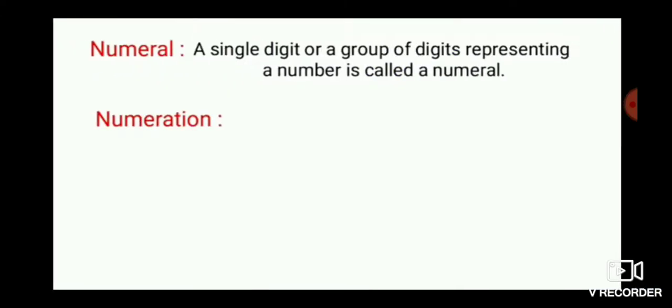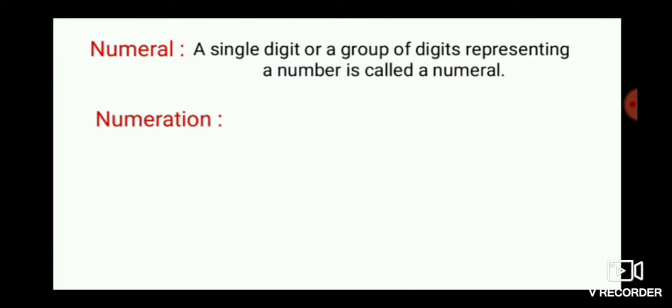What are numerals? A single digit or a group of digits representing a number is called a numeral. For example, if you take the number 5, that is one type of digit. It is called a numeral, five. And if you take 25, this is also a type of numeral.